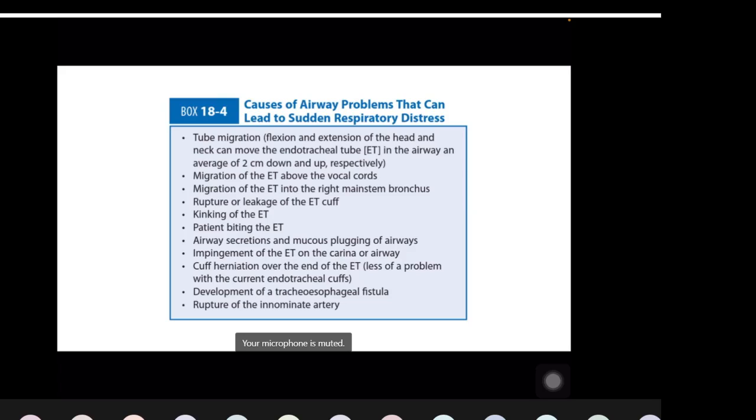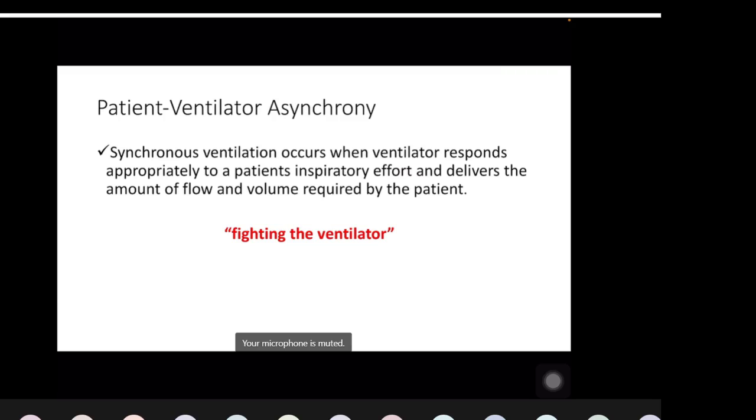Okay, so patient ventilator asynchrony. Asynchronous ventilation occurs when the ventilator does not respond appropriately to a patient's inspiratory effort and deliver the amount of flow and volume required by the patient. It is otherwise known as fighting the ventilator. There are different types of asynchrony that are seen. One is trigger asynchrony, another is flow asynchrony, cycle asynchrony, mode asynchrony, PEEP asynchrony, and so on. I'll just deal with this superficially.